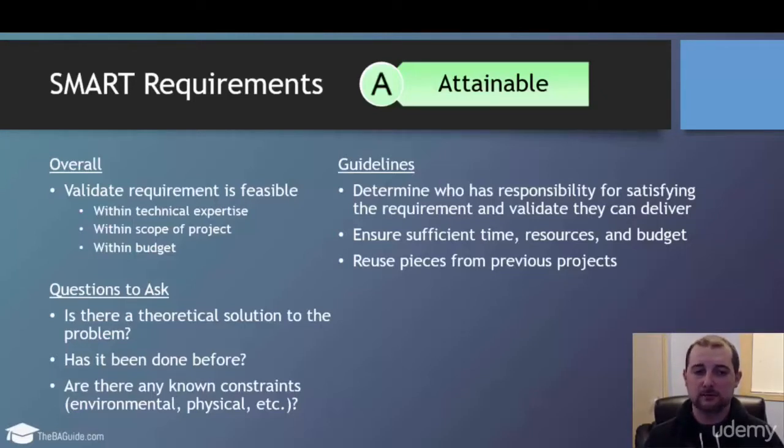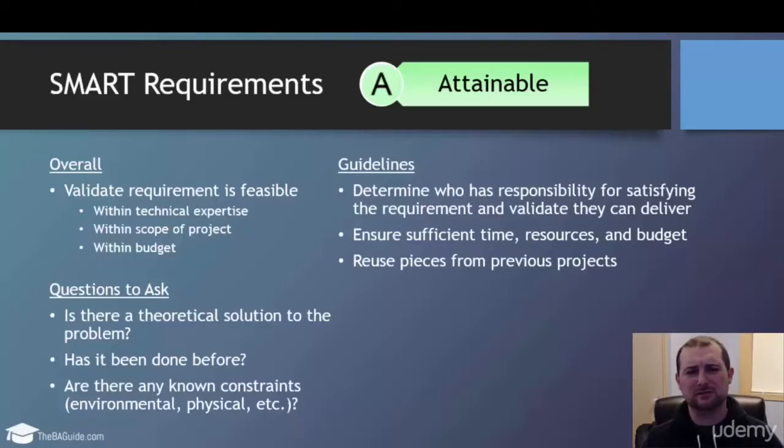Questions to ask. Is there a theoretical solution to the problem? Can we solve for it? Is there any type of solution that's available? And if you don't know, write the requirement down, but definitely put a little asterisk next to it that it may not be technically feasible, or there may not be a solution to solve for it, because you're not really in the solutioning phase at this point.